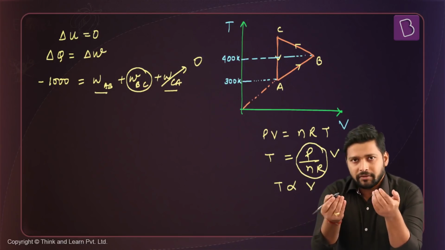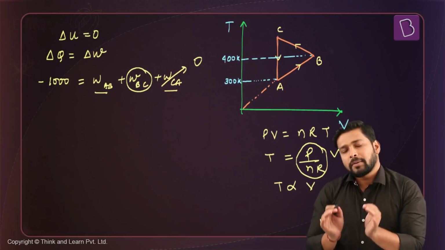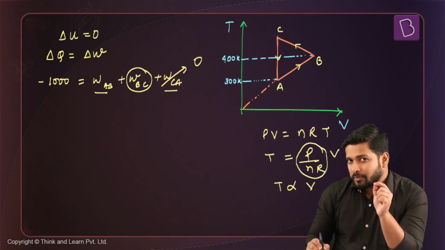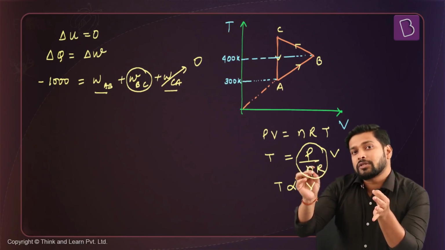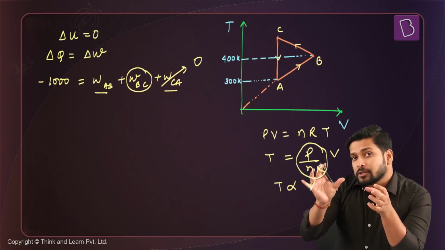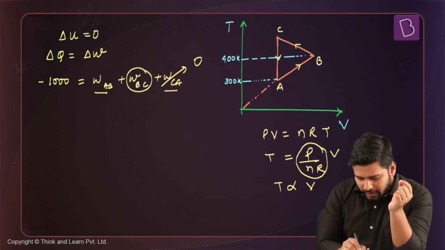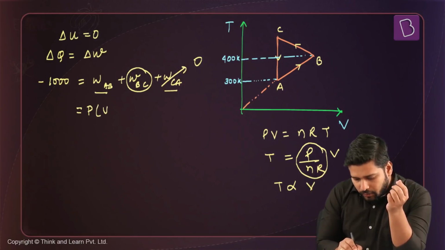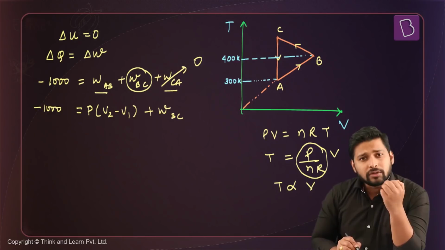Number of moles is constant, which is given to us as 1, all right? And the pressure also has to be constant. Why? Then only temperature will be linearly varying with the volume, correct? So if that be the case, then pressure becomes constant for my process from A to B. Now, if the pressure becomes constant for my process from A to B, this process becomes an isobaric process. Now, if it's an isobaric process, I know the formula. The formula for calculating the work done during an isobaric process is P into V2 minus V1, right? Plus work done during BC is equal to minus 1000, right?